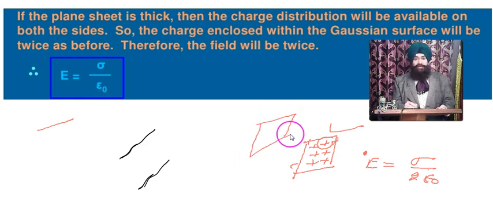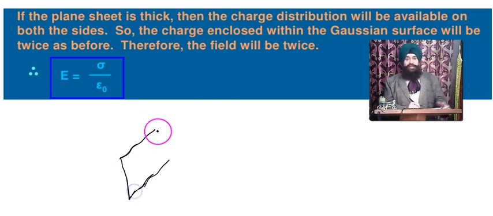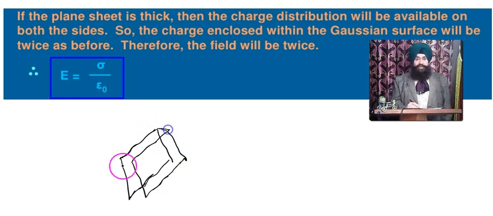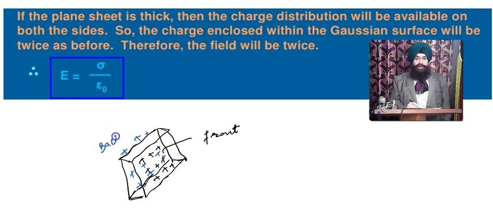But if the sheet is thick, the same charge does not appear on both sides. Then what happens? Like this is a sheet, and the sheet is thick, with positive charge on the front side. This is the front side. The blue color is the back side, again with positive charge.